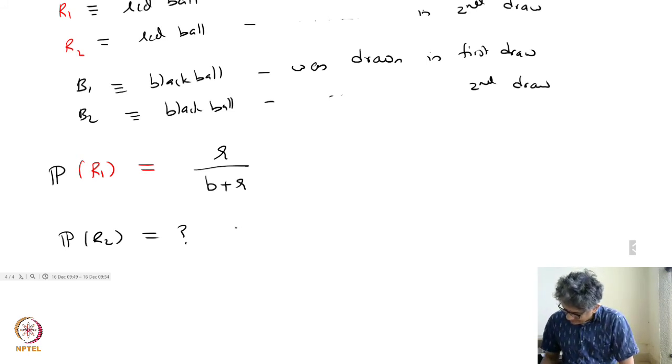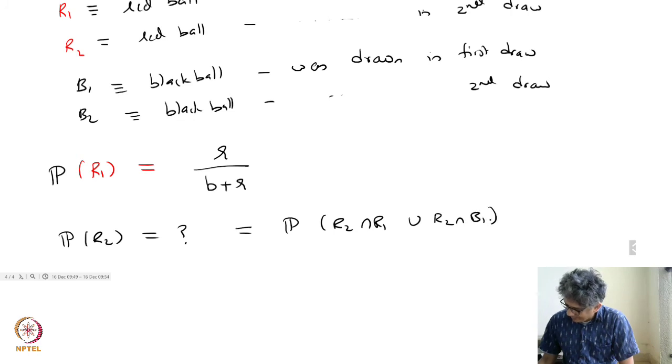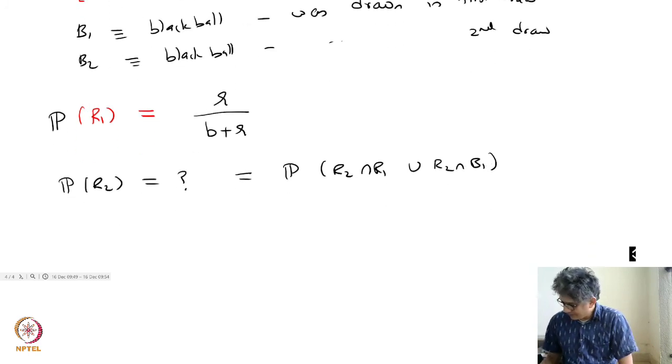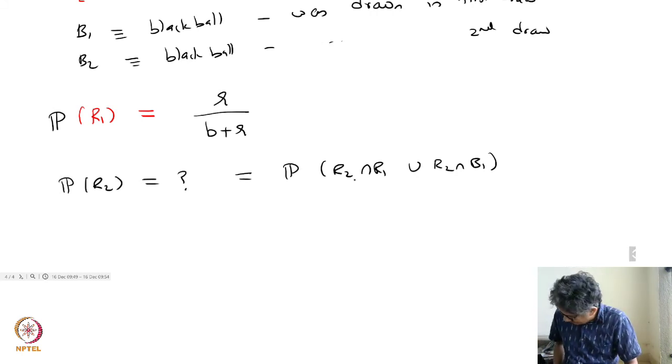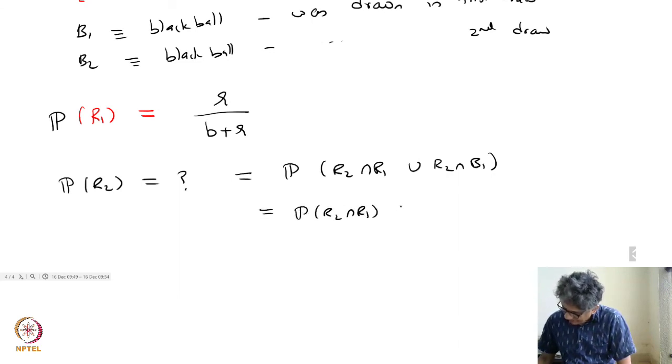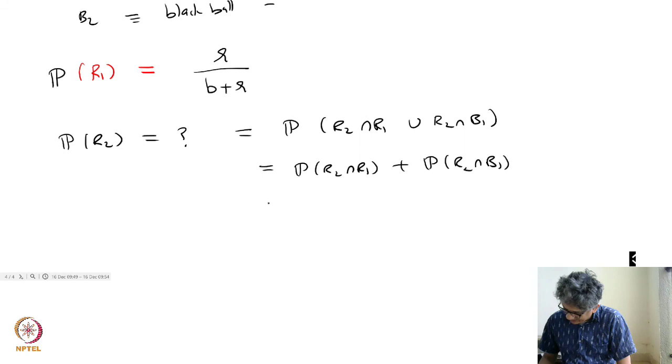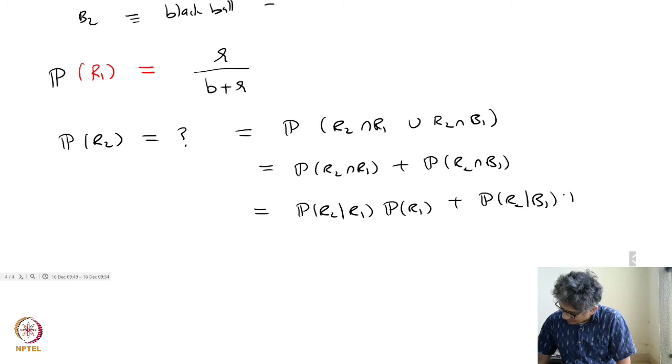So again, the same way. The probability of R2 is the same as the probability of R2 and R1, or R2 and B1. That's what happens in the first draw: you either pick a red ball or a black ball in the first draw. So this is the same as the probability of R2 and R1 plus the probability of R2 and B1, and the whole thing is the same as R2 given R1 times the probability of R1, plus R2 given B1 times the probability of B1.